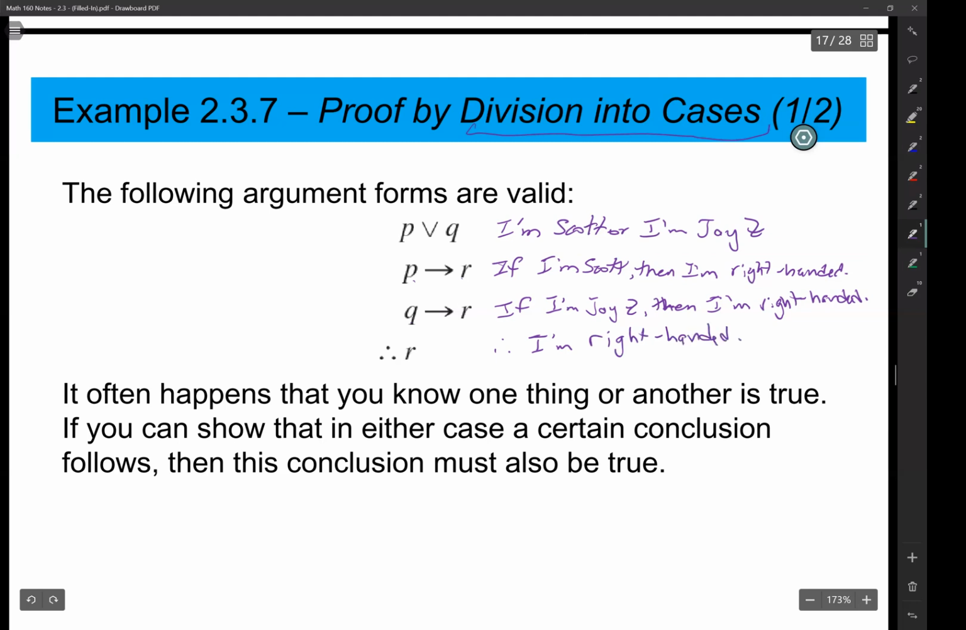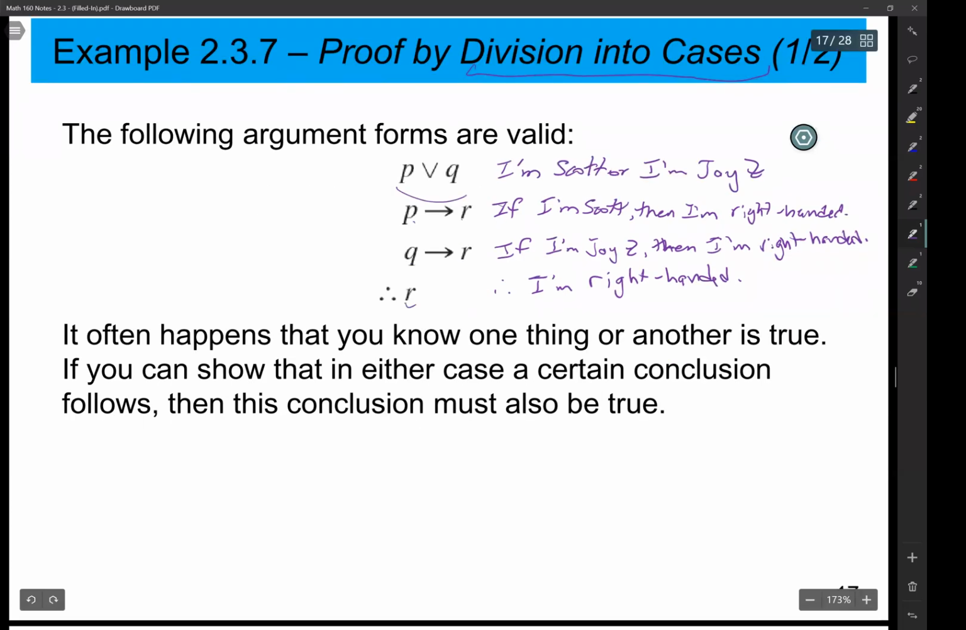Okay. Kind of obvious if you think about it, but it's good to know that we could do that. If you have an or, then you have these two conclusions. One of them must be true because P or Q is true. So we're allowed to safely assume the conclusion R, that I'm right-handed.